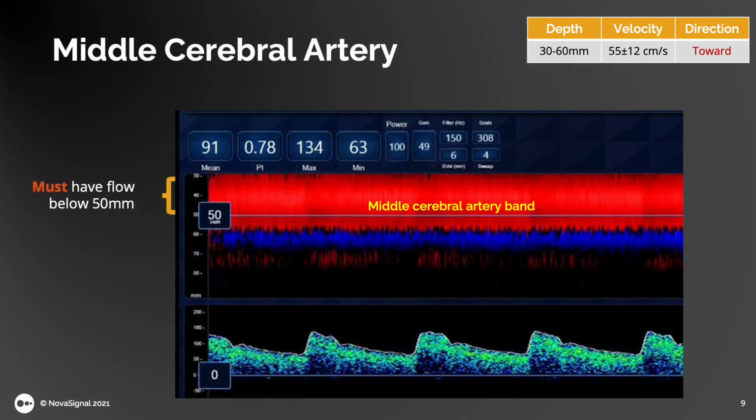The MCA is the most important vessel to identify over transtemporal windows. It lives at depths between 30 and 60 millimeters, and it must have flow below a depth of 50 millimeters for you to positively identify it as the MCA, as represented here in this M mode pattern.